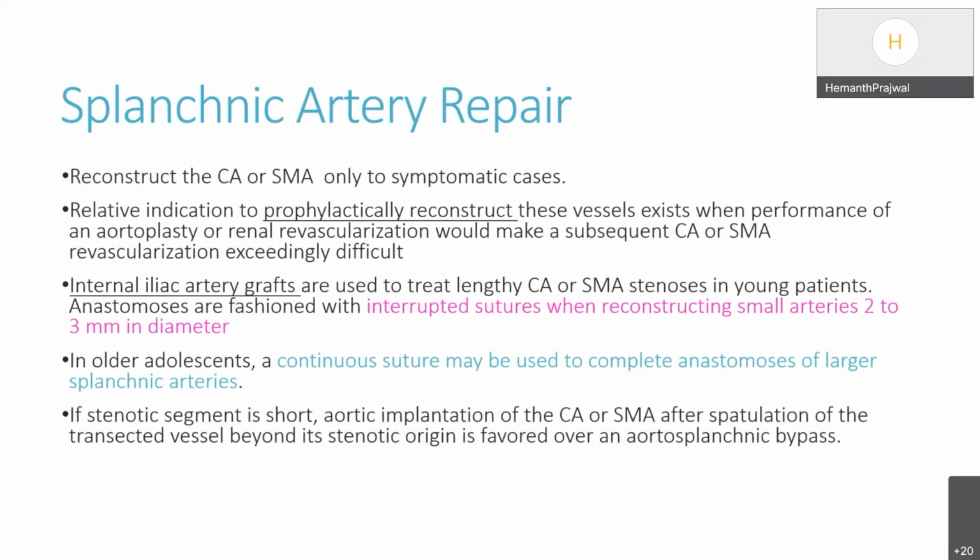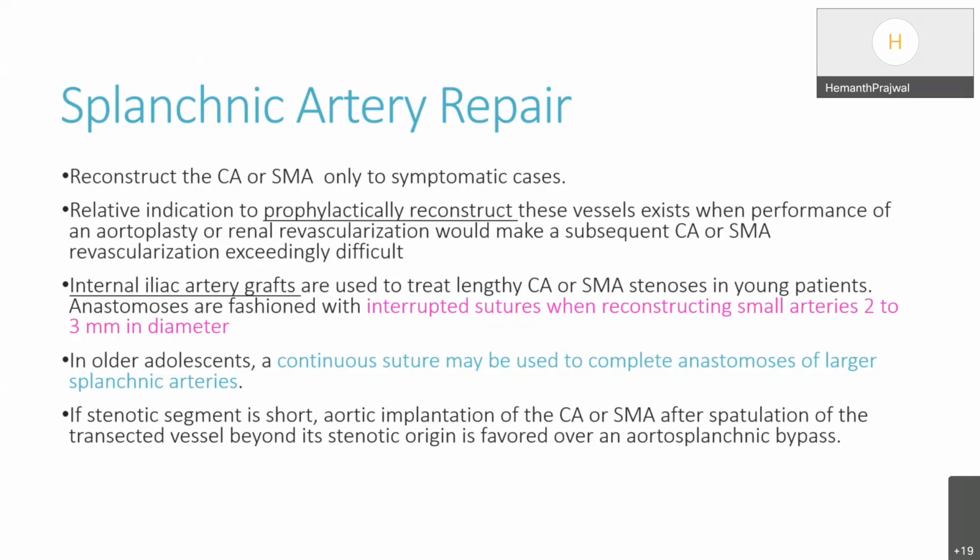vessel exists when the performance of an aortoplasty or renal revascularization would make a subsequent celiac artery or SMA revascularization exceedingly difficult. Internal iliac artery grafts are usually used to treat lengthy celiac artery or SMA stenosis in young patients, and anastomoses are usually fashioned in interrupted sutures when reconstructing small arteries 2 to 3 millimeters in diameter. In older adolescents, a continuous suture may be used to complete this anastomosis.